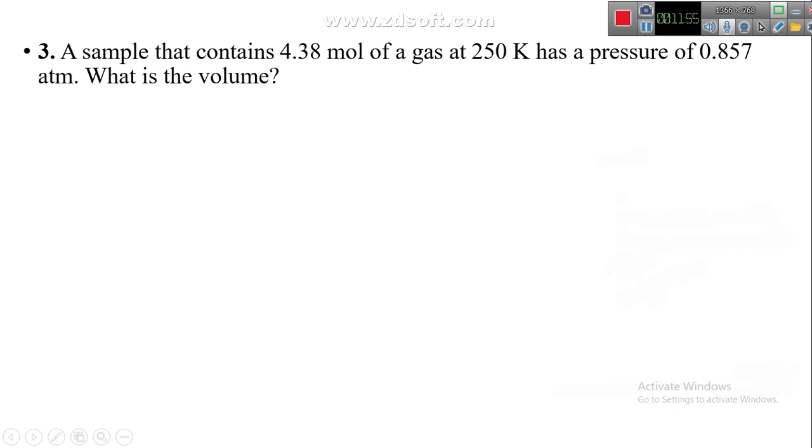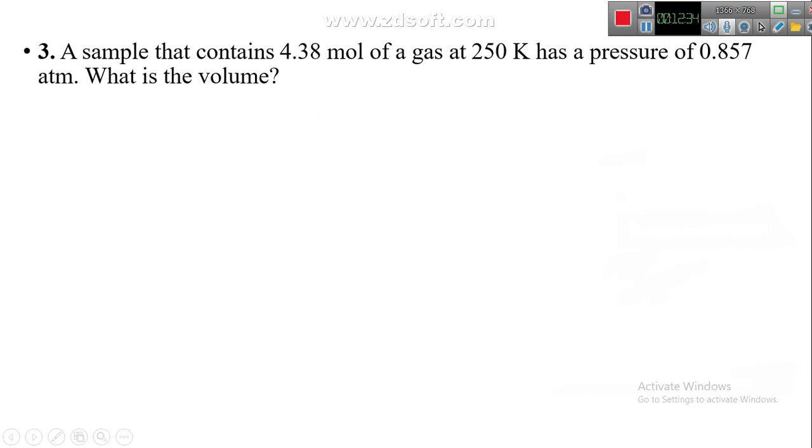A sample that contains 4.38 mole, this is the number of moles of gas, at 250 Kelvin. Here this temperature is not in Celsius degree, it is directly given in Kelvin. In this type of question we do not need to convert to Kelvin, because the temperature is given in Kelvin, and the pressure of the gas is equal to 0.857 atm. What is the volume?